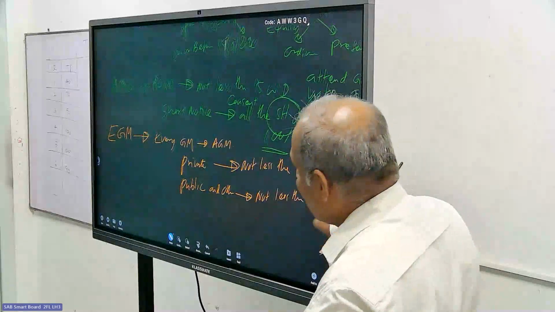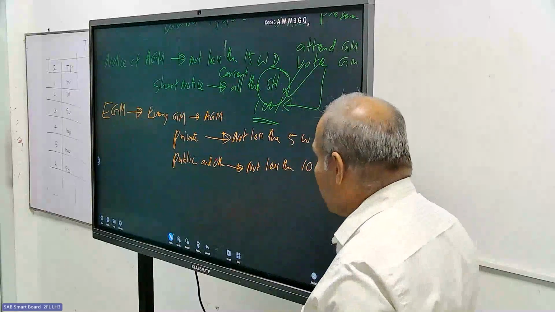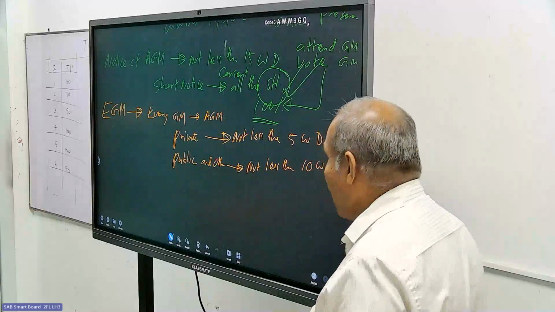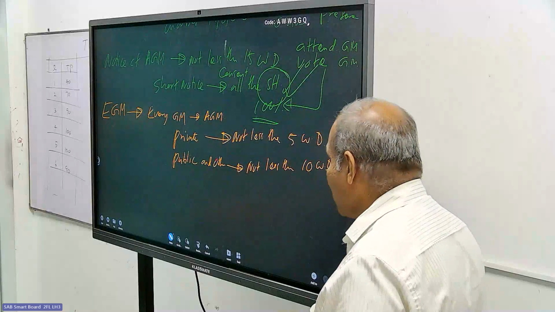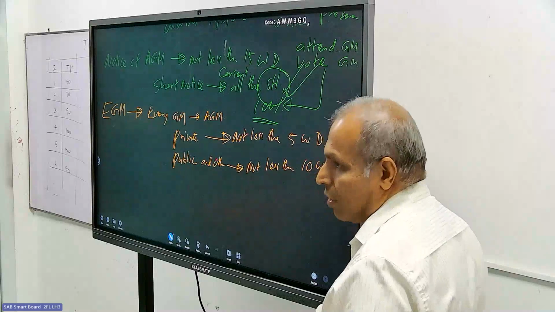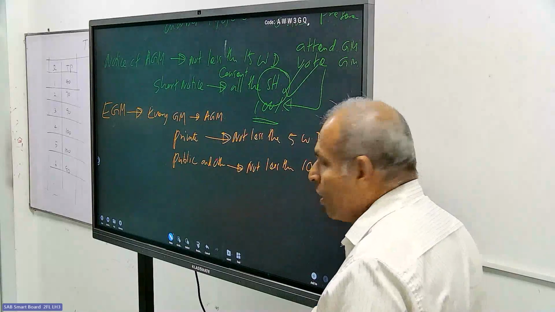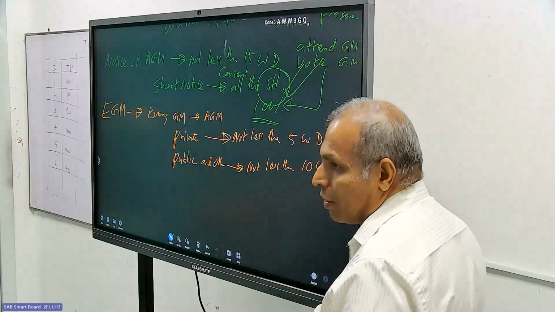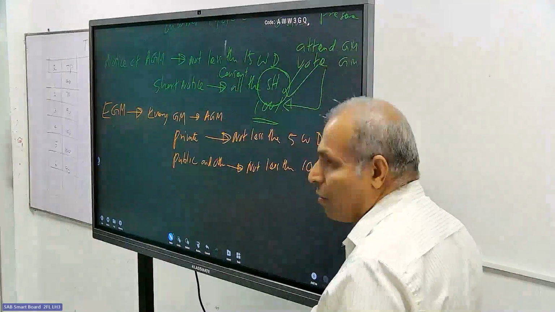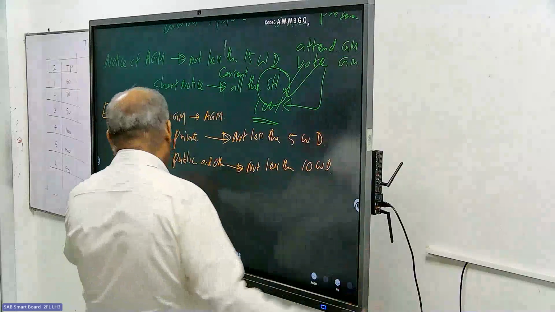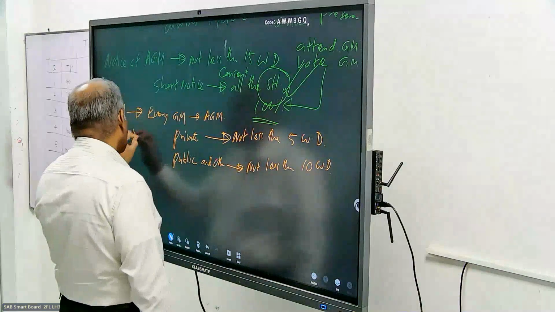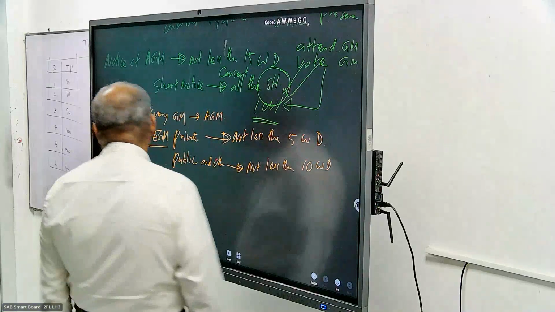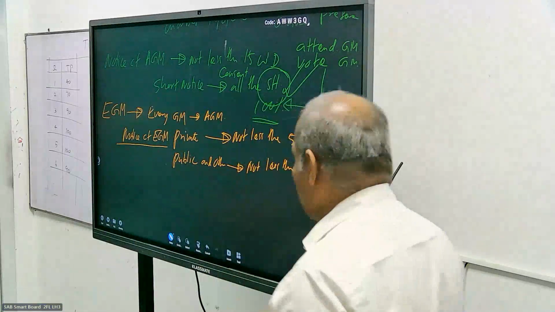In order to call an EGM, a private company shall give not less than 5 working days notice, and a public company must give not less than 10 working days notice. 5 and 10, in private and public companies respectively. So that's the requirement. Notice of EGM. This is the requirement.